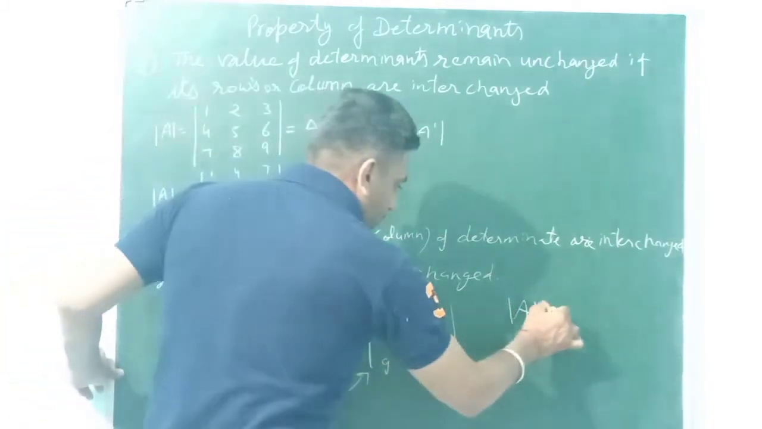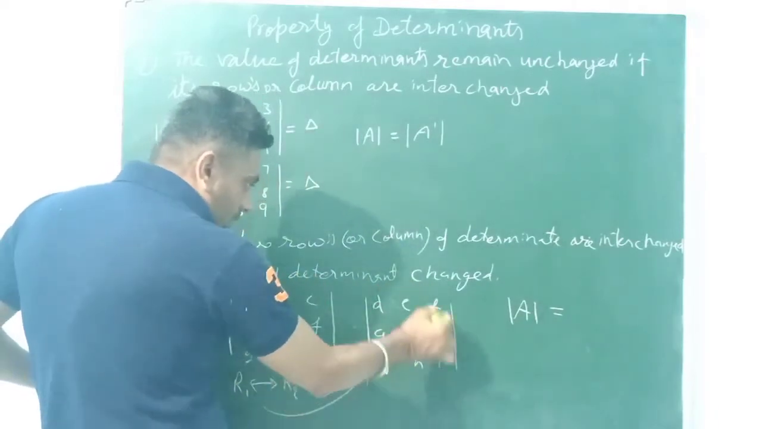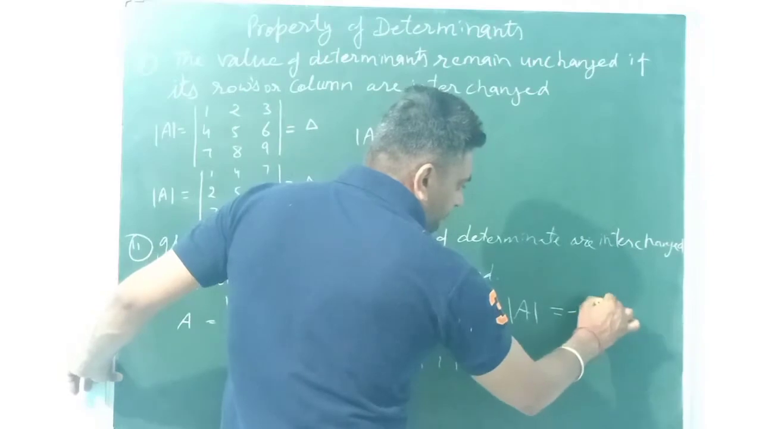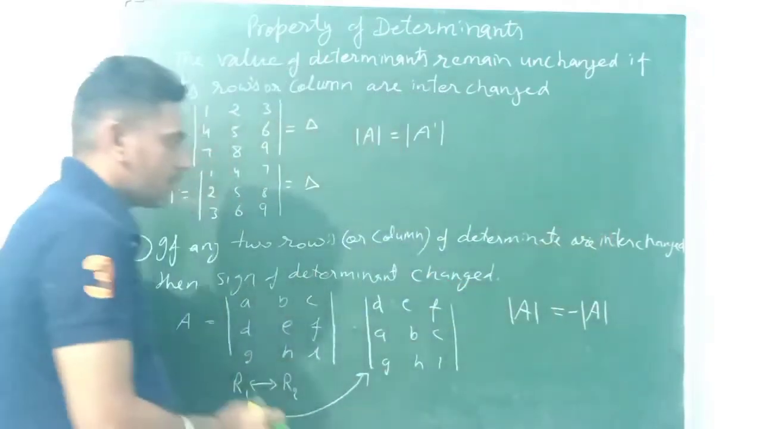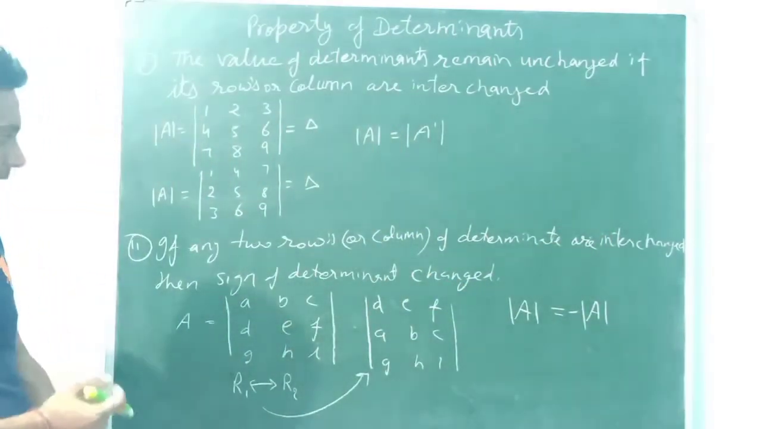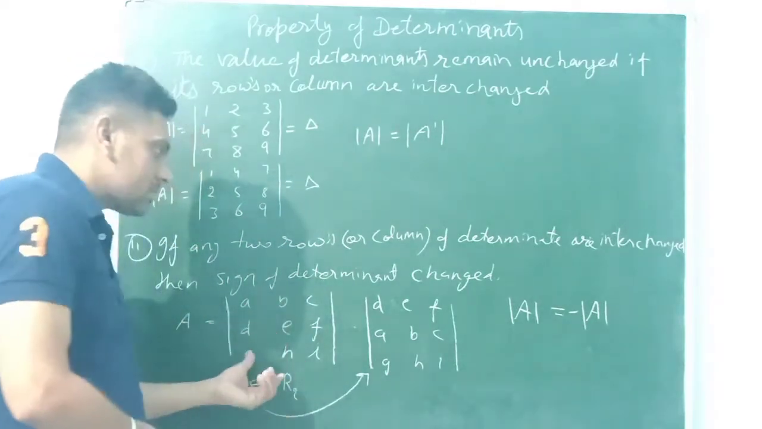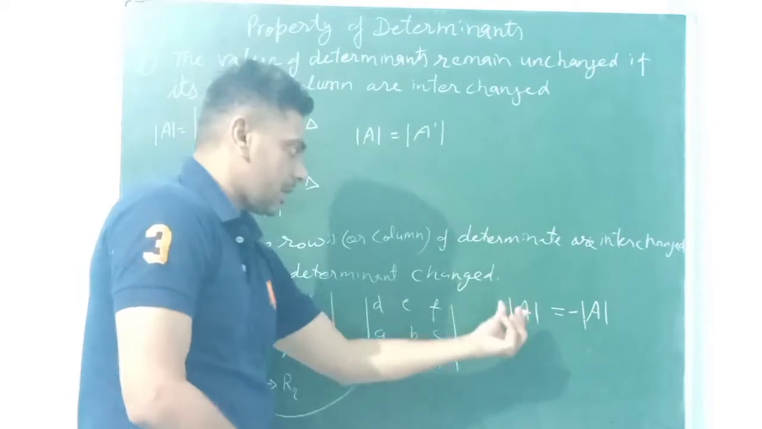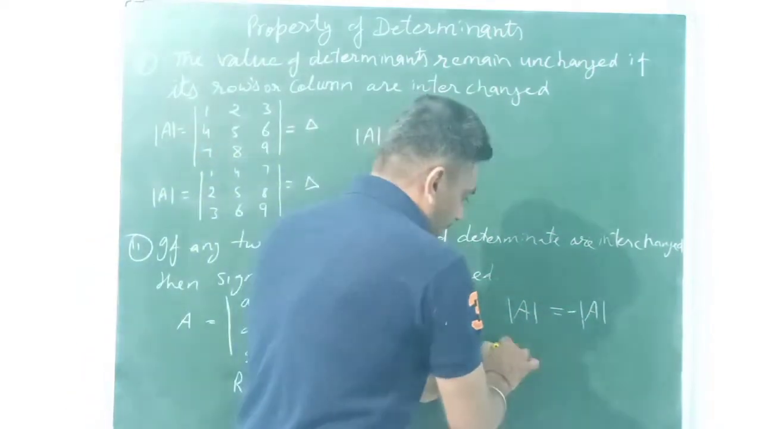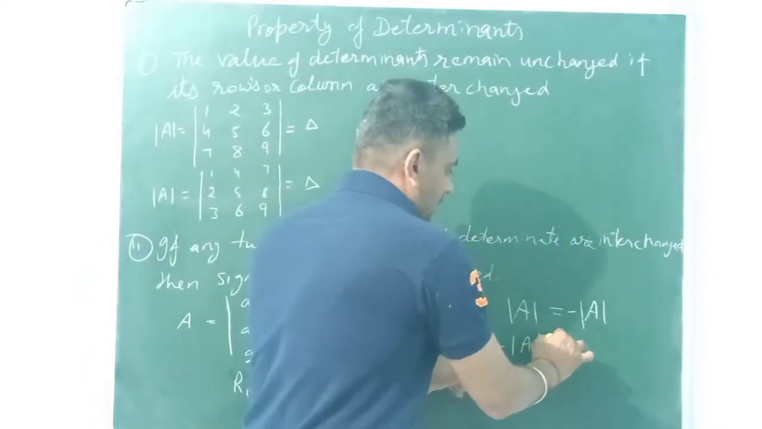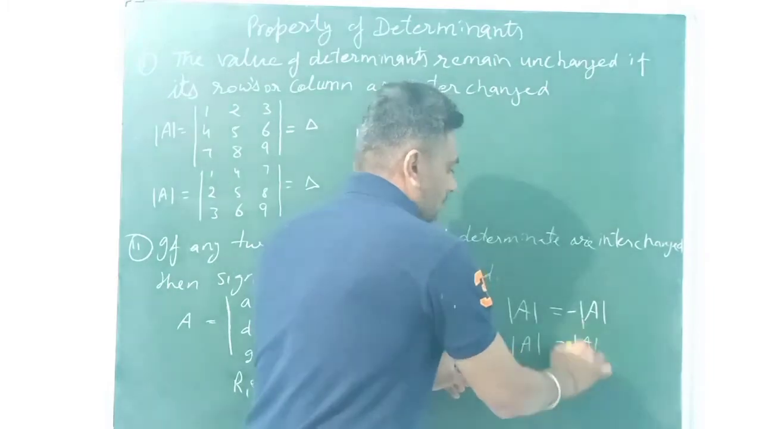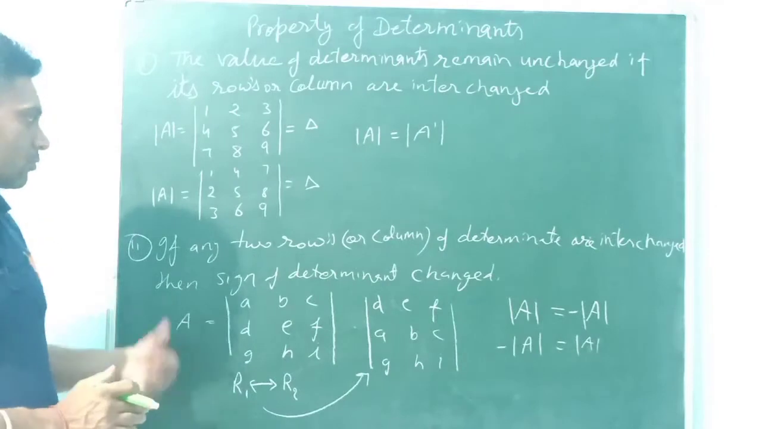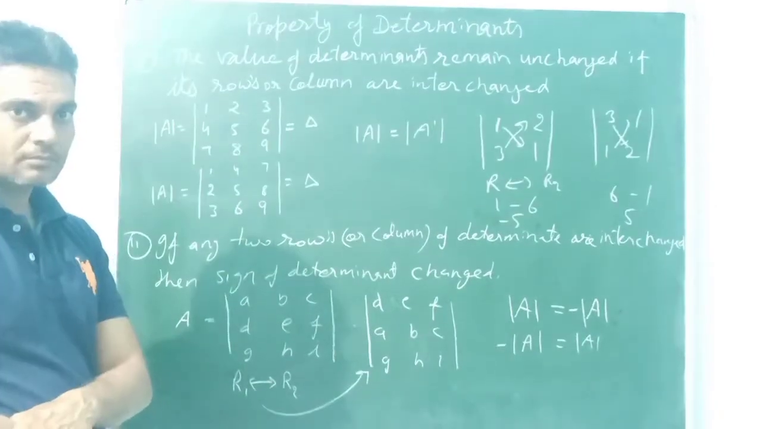A is equal to the value of this, minus of A. If these are the numbers, if this is positive, this negative, or this is negative, then this becomes positive. Okay, move to the next property.